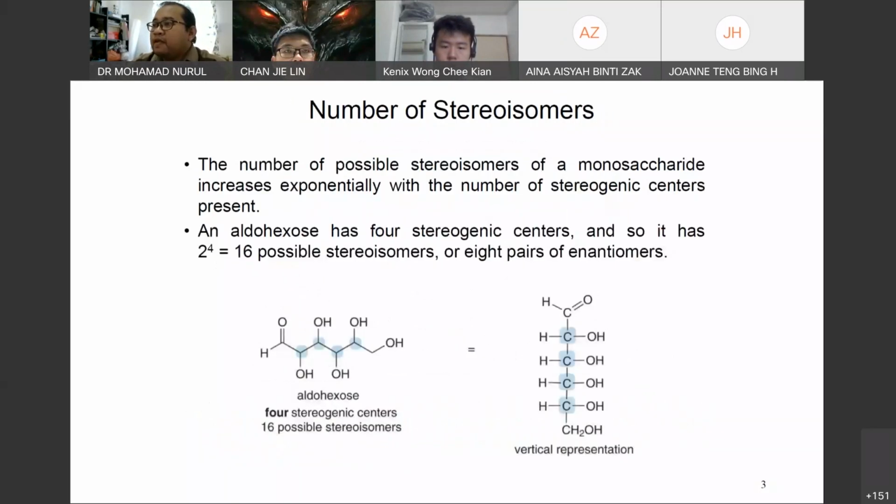So the number of possible stereoisomers of a monosaccharide increases exponentially with the number of stereogenic centers present. For example, an aldohexose has 4 stereogenic centers. So it has 2 to the power of n, 2 to the power of 4, which becomes 16 possible stereoisomers, or 8 pairs of enantiomers.